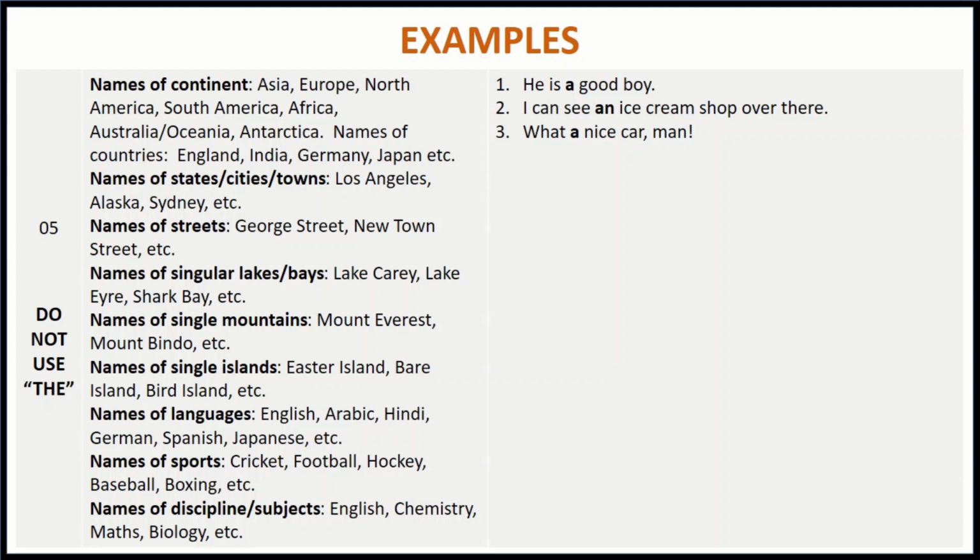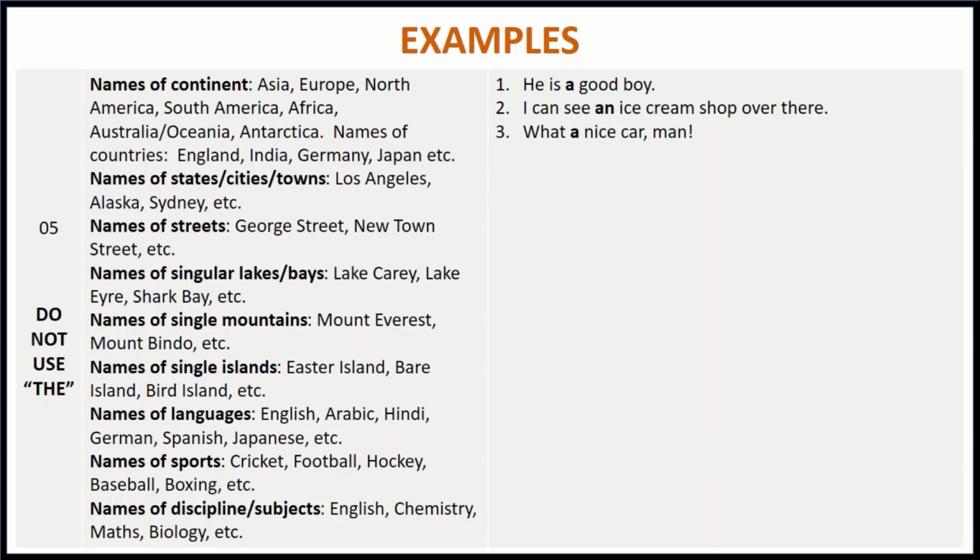Los Angeles, Sydney, Alaska, these are cities or states. So it's understandable. Similarly, names of streets, names of singular lakes, names of mountains. So they are completely specific in itself. Therefore, we don't use the.